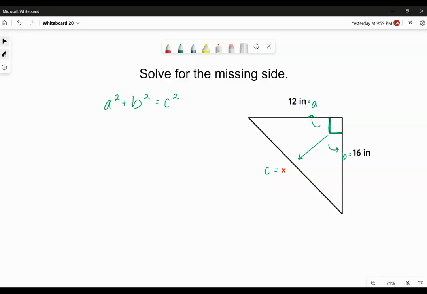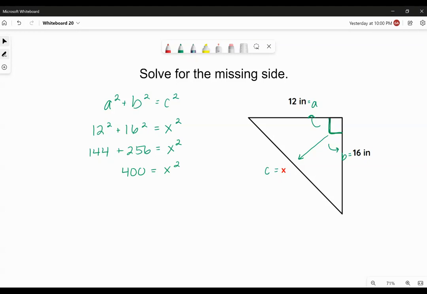But doing it in this order, we're going to go ahead and plug in 12 squared plus 16 squared, and we want that to be equal to c squared, which in this case is going to be x. So we're going to say x squared. If I simplify my exponents, I get 144 plus 256, and that's equal to our unknown side squared. Adding up the two legs, we end up with 400 equals x squared.